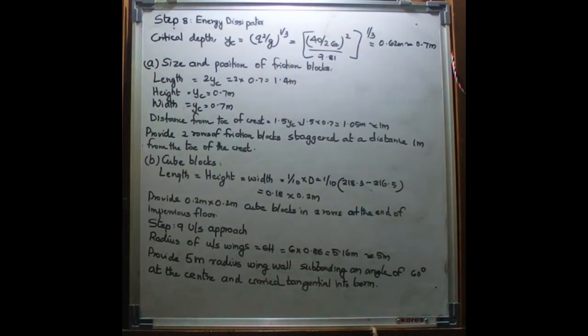So last is upstream approach. Radius of upstream wings, which is found out by 6 times h, 6 into 0.86, 5.16 meter. We provide 5 meter. So provide upstream wing wall of radius 5 meter, which is subtending an angle of 60 degree at the center, and carry tangential into berm.